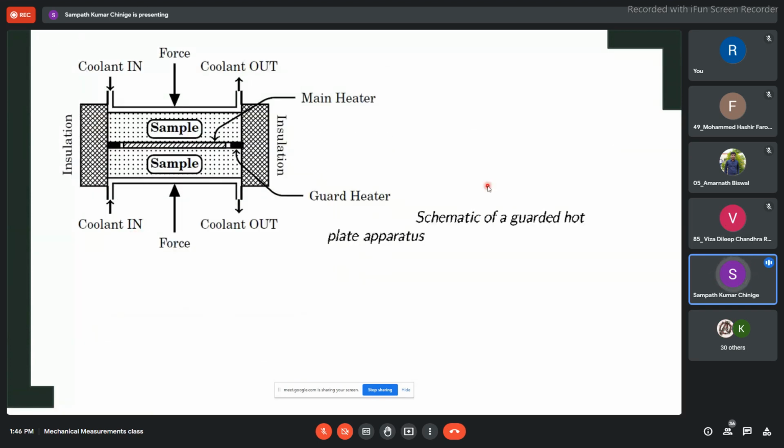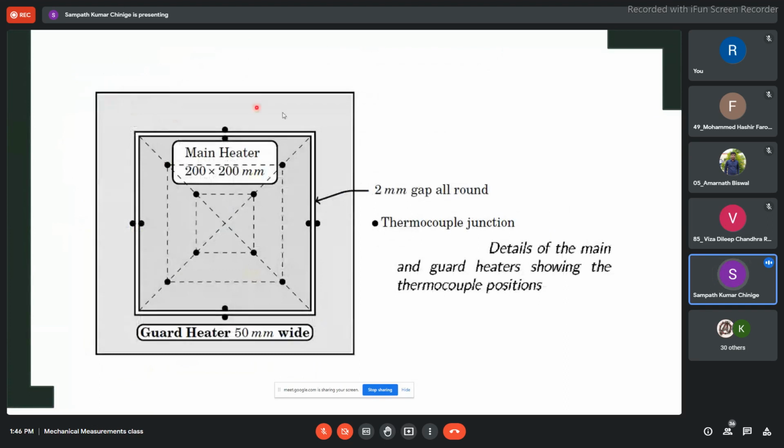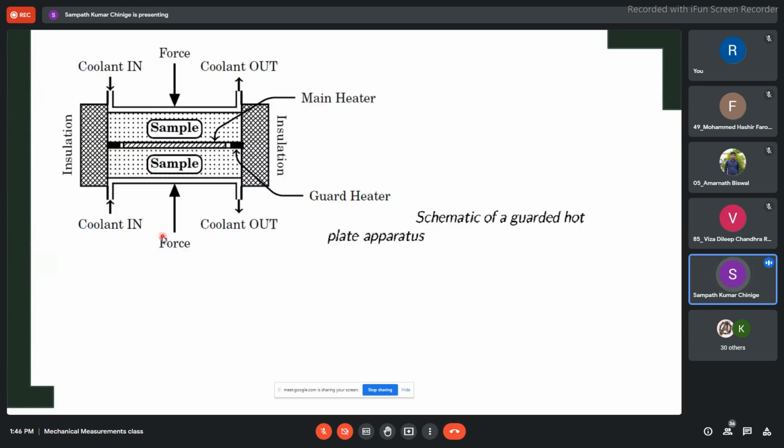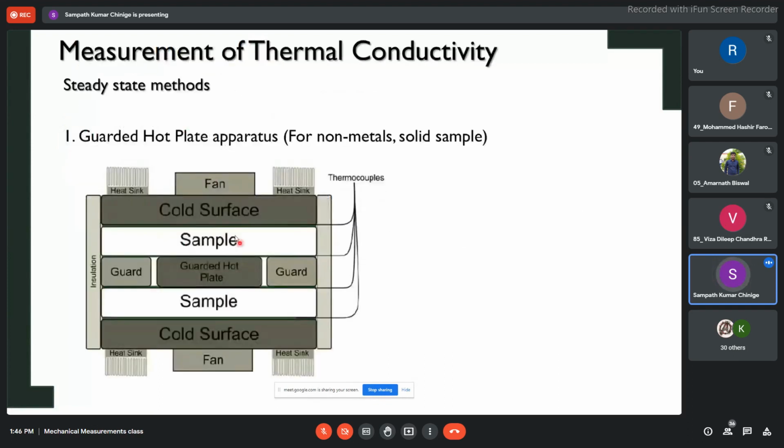Okay, and the same schematic has been shown over here. So you may get a question: sir, what is the size of the sample? The size of the sample is equivalent to the size of both the main heater and the guarded heater. And you also have to remember that there are two samples over here. This is one sample, there is another sample. So whatever heat I am transferring will be divided into two. Something goes up and something goes down, but it will be equal in proportion.